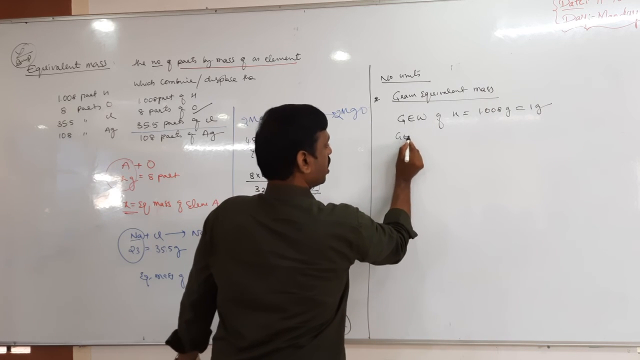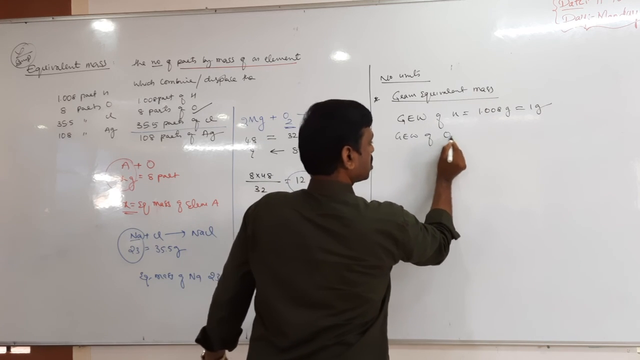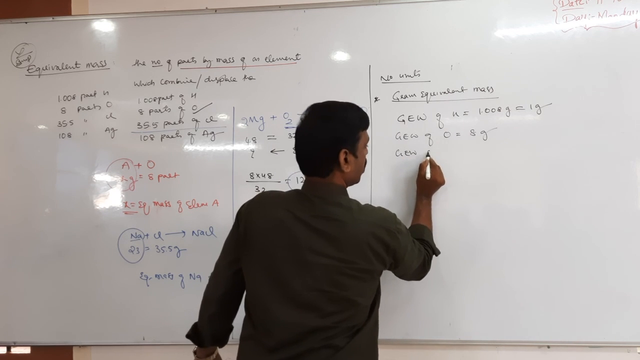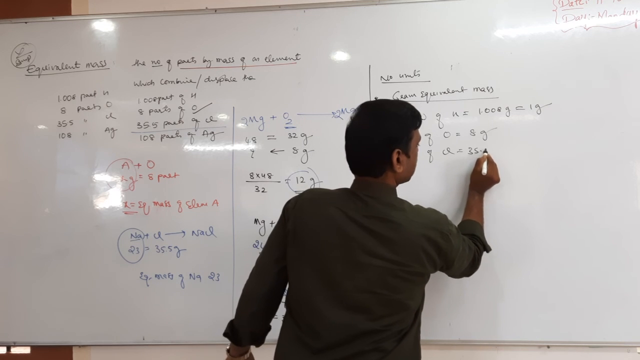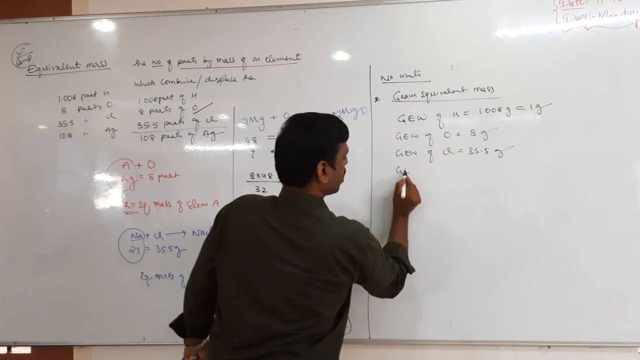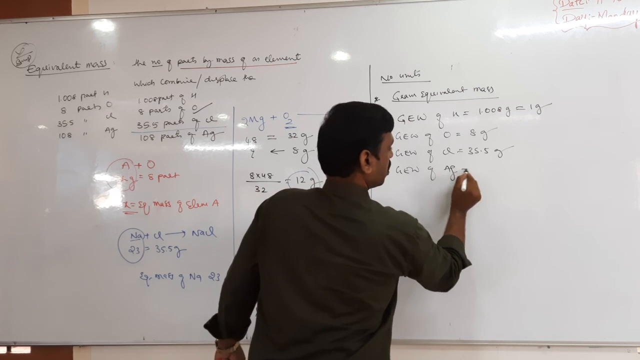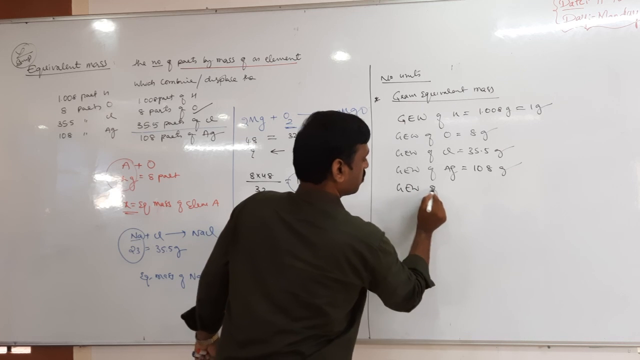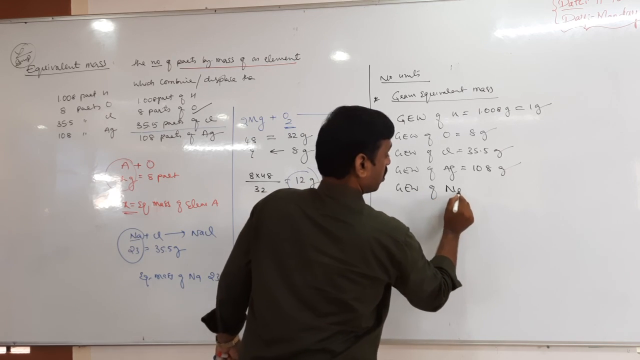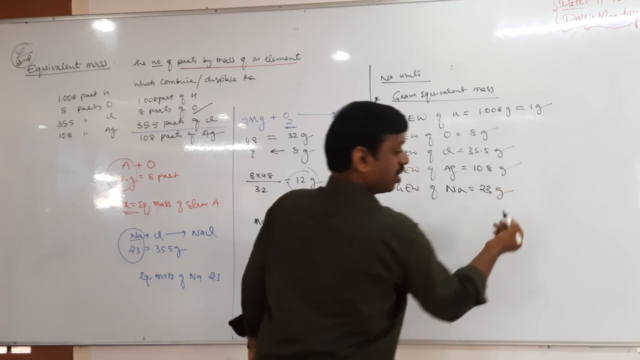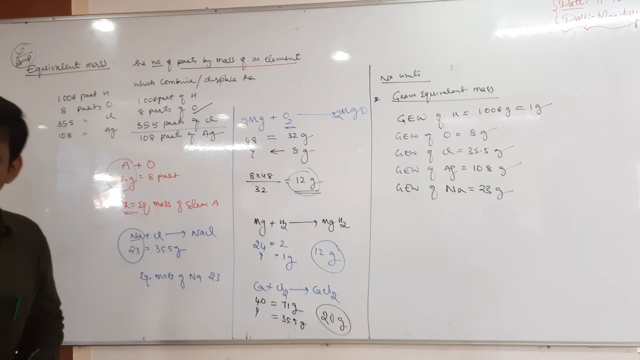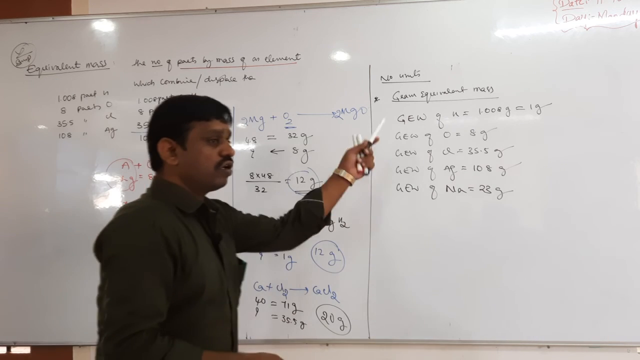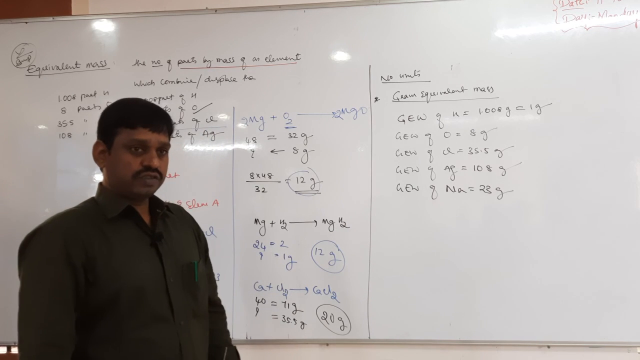What is the gram equivalent mass of oxygen? 8 grams. What is the gram equivalent mass of chlorine? 35.5 grams. What is the gram equivalent mass of silver? 108 grams. What is the gram equivalent mass of sodium? 23 grams, because we have calculated 23 grams. That means the equivalent mass of any element expressed in grams is called gram equivalent mass.